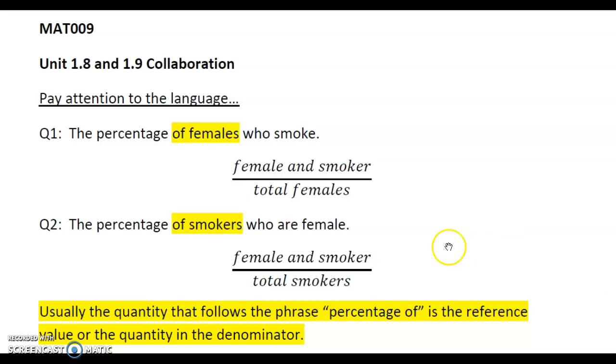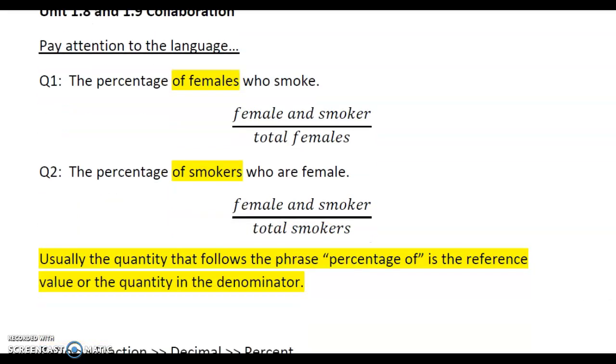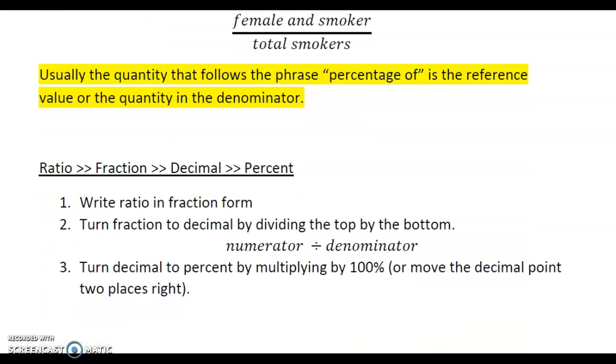So the people that we are looking at, what we call the comparison value, is the people who are both female and smokers. And again, you would find those two quantities by just reading the information in the table. So usually the quantity that follows the phrase "percentage of" is the reference value or the quantity in your denominator. So you can set up your fraction by looking for that language.